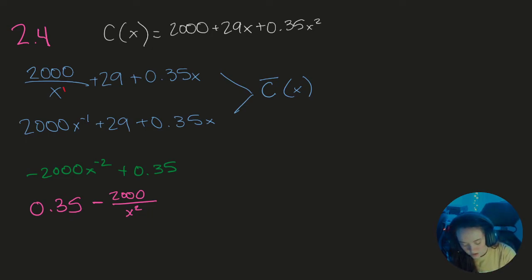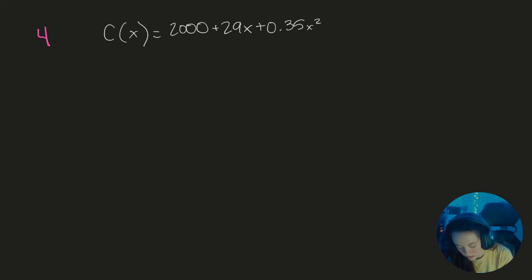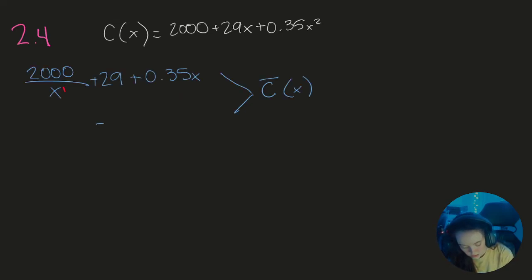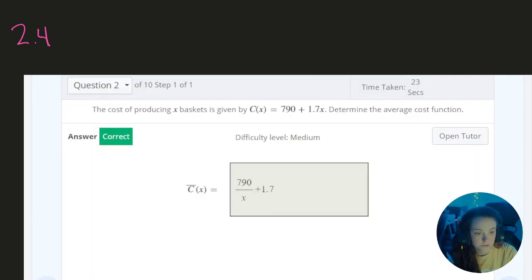There's another one. And it is asking for average cost. So this one's pretty easy because it's only asking you to do one step. It's not asking you to do two.